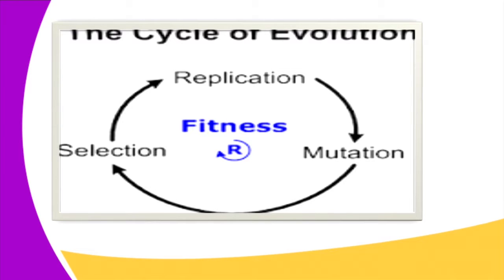So, the evolution theory is a cycle. It is a cycle, or rather a process, which starts with replication, mutation, and selection. We shall discuss these stages in this particular lesson today.